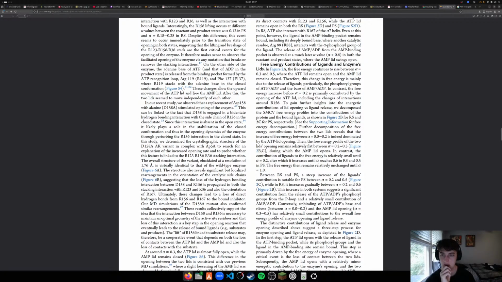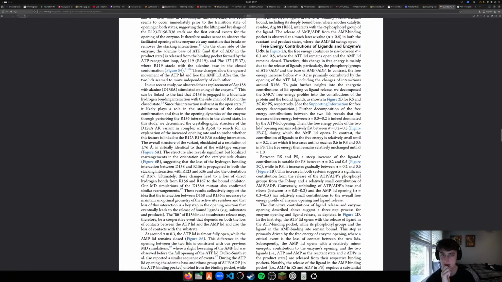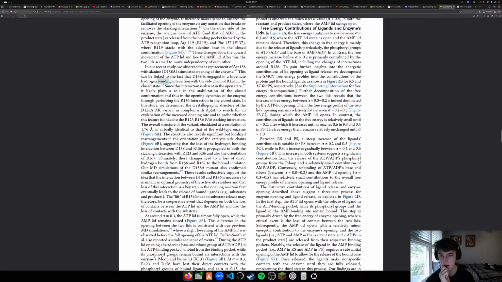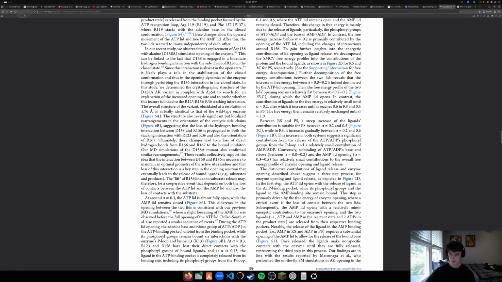These changes allow the upward movement. Recently we observed the replacement. Observed that the replacement stimulated opening of the enzyme. This could be linked to the fact that bidentate hydrogen bonding interaction. Yada yada yada.